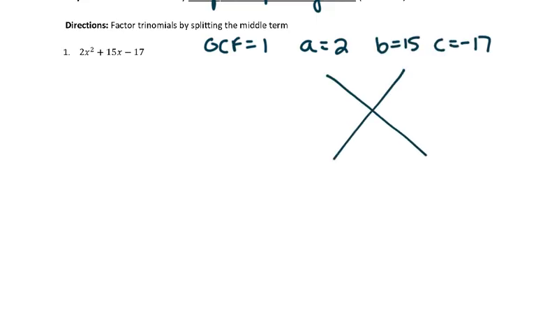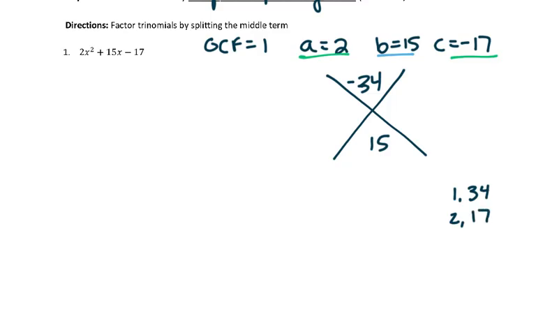So if I create the magic x, I'm going to do a times c. So that's these two, and that's going to be negative 34. And then I'm going to put the b on the bottom, so that's going to be 15. Now what you want to do is take a look at your factors chart and look at 34. In 34, you have two combinations: 1 and 34, and 2 and 17.